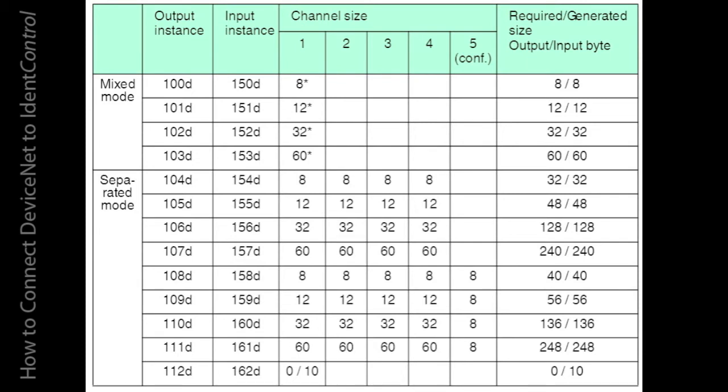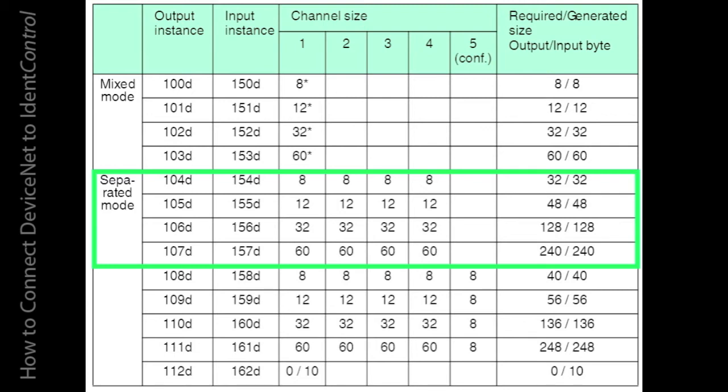I would suggest using the separated mode. This will give you the options for the easiest way to map data in the DeviceNet network. You can get as few as 8 bytes or as many as 60 bytes per RFID channel for all 4 channels.